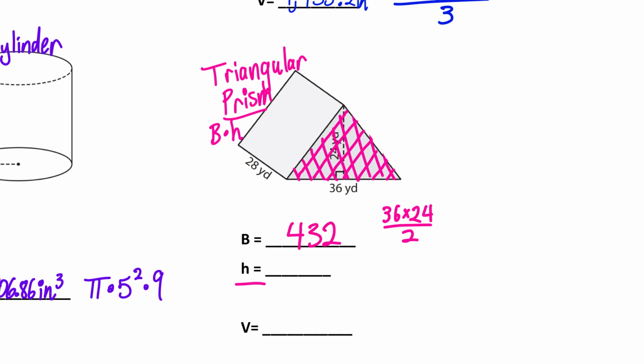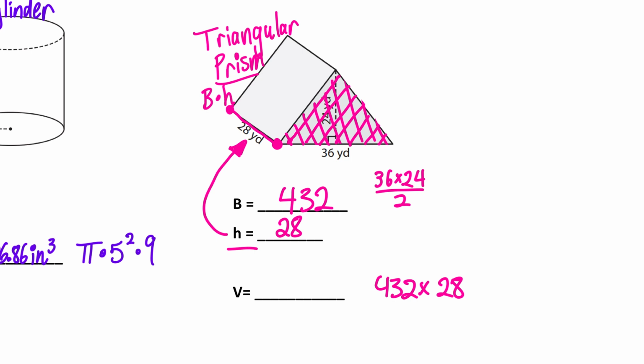Okay, h again is the height of the prism. It's the distance between the bases. How far is it between the two triangles? 28. And now for volume, it's just B times H. 432 times 28. What does that give you? 12,096.